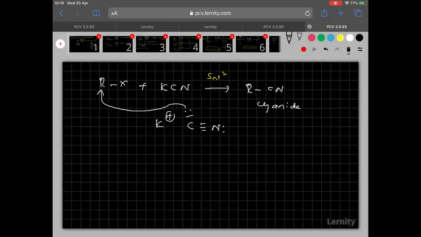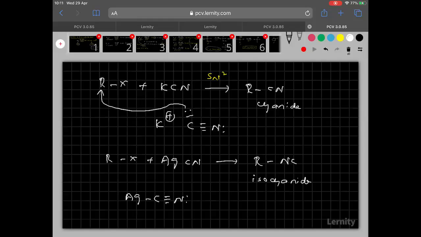Clear? Then what about the AgCN? So RX when treated with AgCN. Just now I told you here we get RNC. So what is the name of RNC? Isocyanide. Followed. So why is the isocyanide forming here?